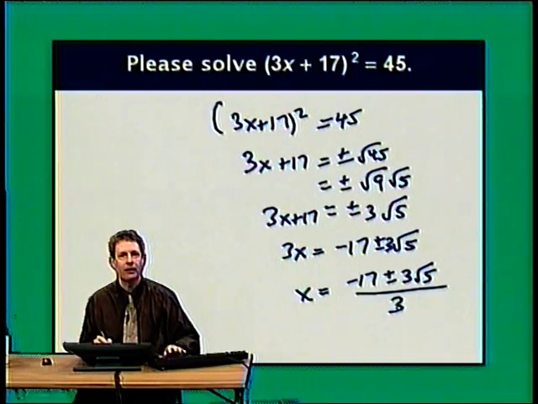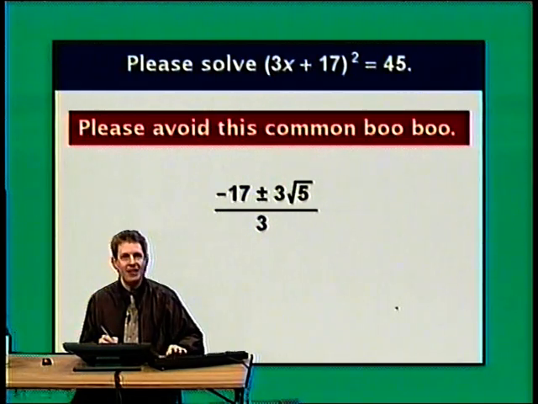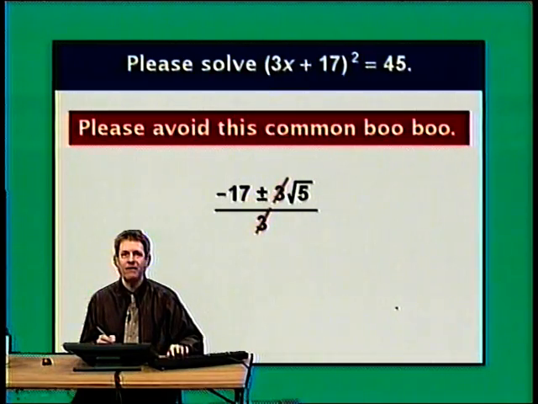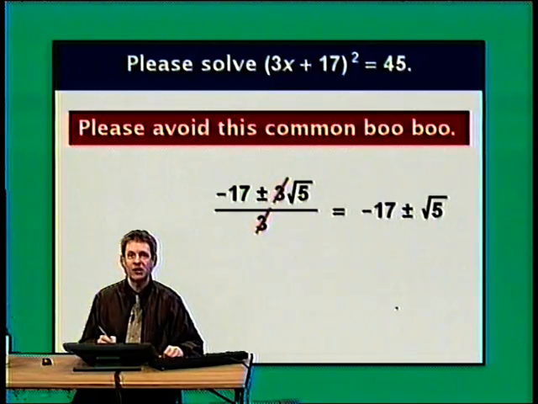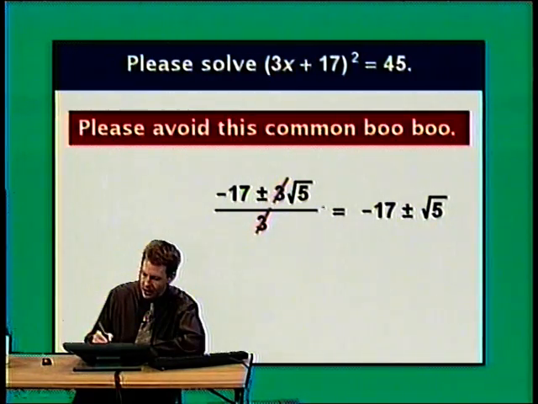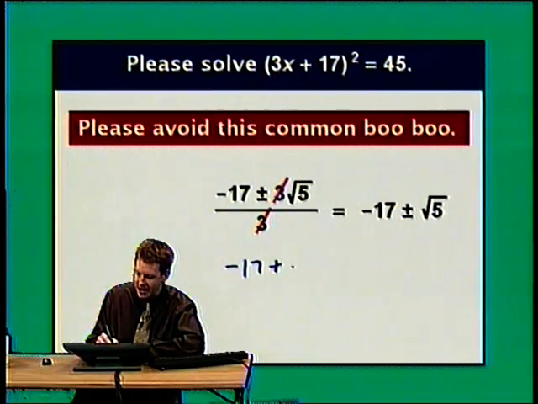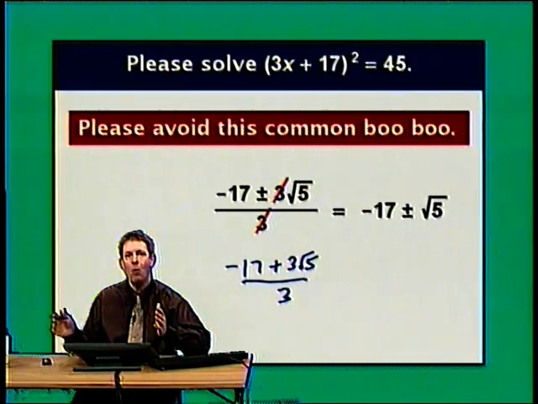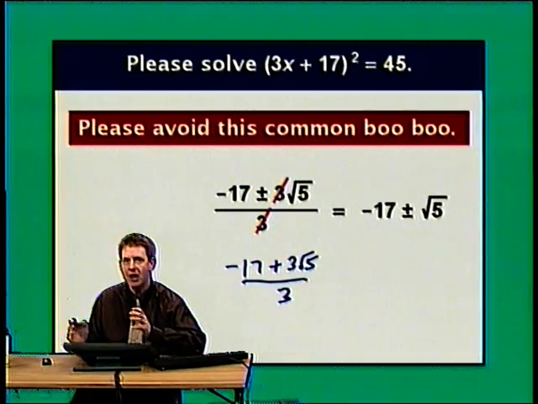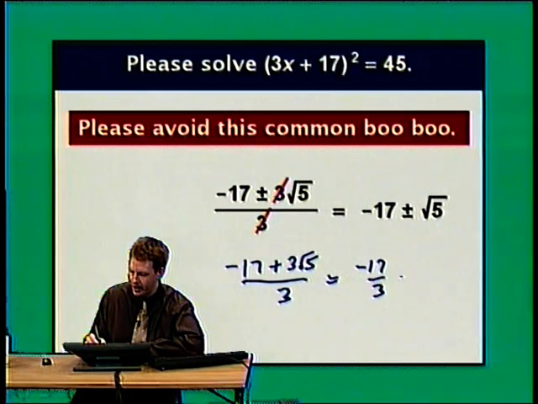Now, before I check, I want to talk about a common boo-boo that you want to avoid. And that is looking at this expression, seeing a 3 in the numerator and denominator, and dividing them out. Are these two expressions equal to each other? Well, I don't think so. One way that I can see that they're not equal is just focusing on the plus term in the numerator. If I have negative 17 plus 3 square roots of 5 divided by 3, if I want to break this up into two terms, not one single fraction, both terms need to get a denominator of 3.